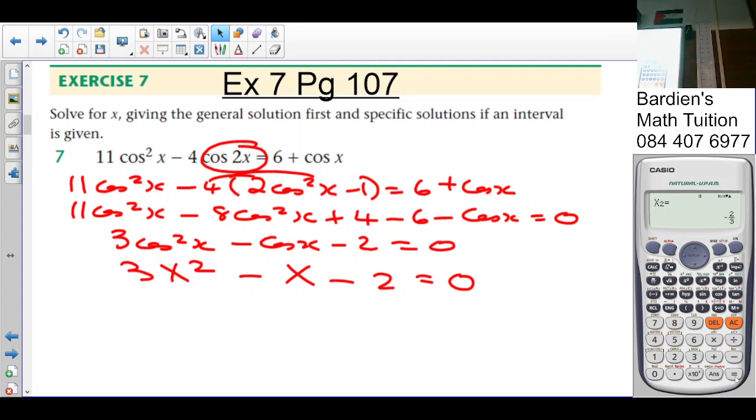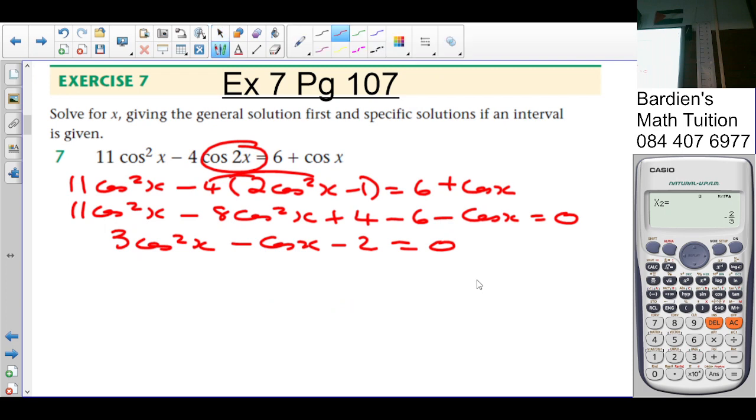Yeah, it's 1 and negative 2 over 3. So that is simply going to give us cos x equals negative 2 over 3, or cos x is equal to 1. From here, it's just a matter of general solution. Okay? What was this question?